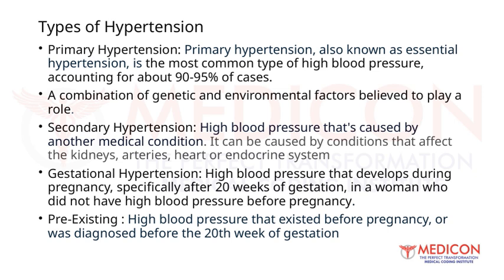Then there's gestational hypertension. This develops during pregnancy, specifically after the 20th week, in women who didn't have high blood pressure before. It's a condition that requires careful monitoring because it can affect both mother and baby. Finally, we have pre-existing hypertension. This is when high blood pressure was present before pregnancy or diagnosed before the 20-week mark. Recognizing these different types is crucial because it influences how we approach treatment and management in each case.